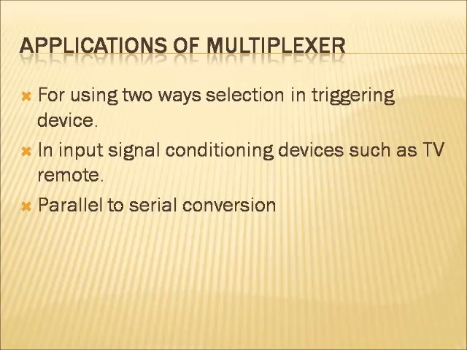Okay, now we are going to see the applications of a multiplexer. The multiplexer is used whenever we want to use selection in electronic devices. So multiplexer is used in TV remote, parallel to serial conversion, and in all the electronic devices where we have to choose from many input signals. So it is a data selector. It helps to choose one input signal from many input signals.